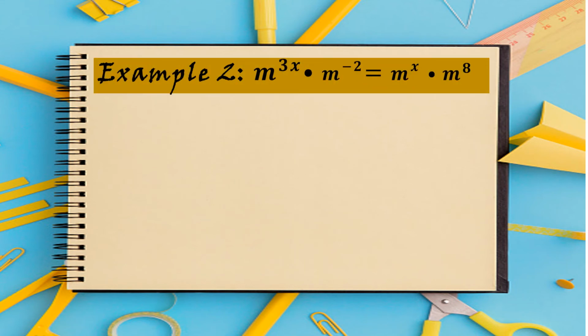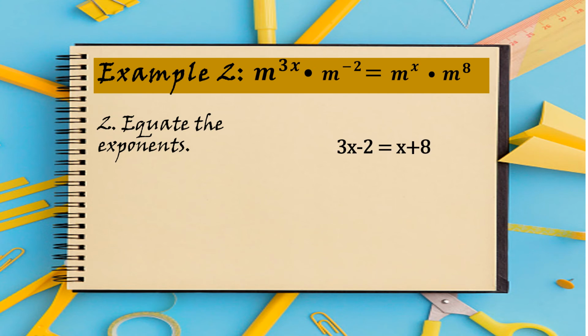Let us have example number 2. m raised to 3x multiplied by m raised to negative 2 equals m raised to x multiplied by m raised to 8. As you can see, we have the same bases already, so we will skip step 1 and proceed with the second step, which is to equate the exponents. To equate the exponents, we apply the rules of exponents over multiplication. So we just add the exponents of the same base. So we have 3x minus 2 equals x plus 8.